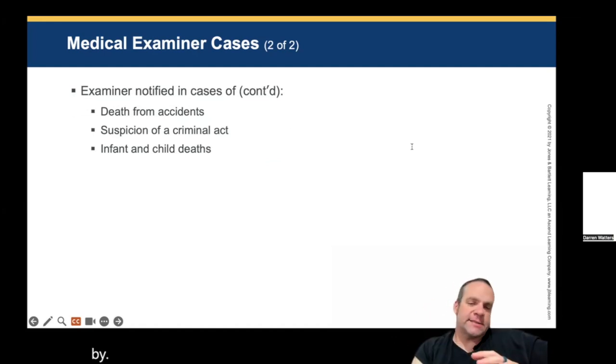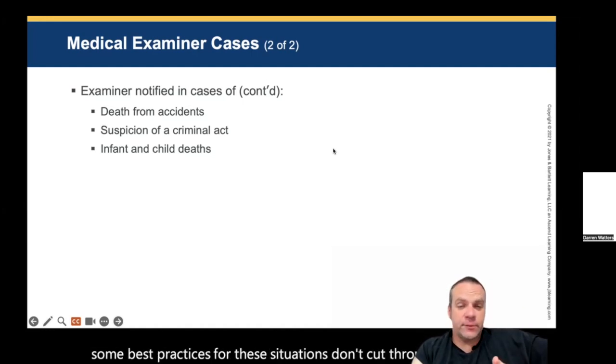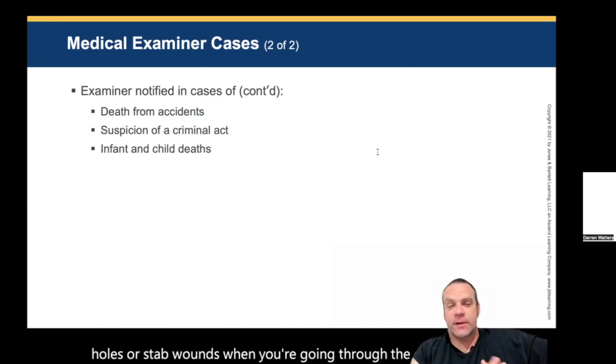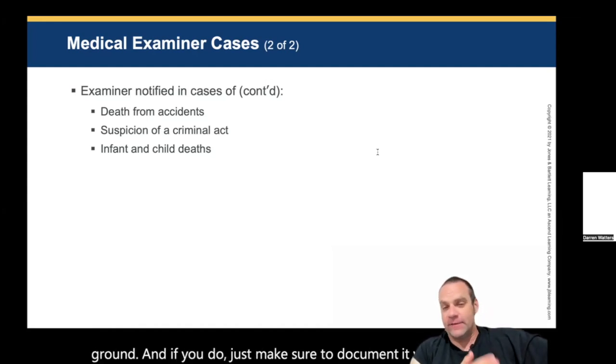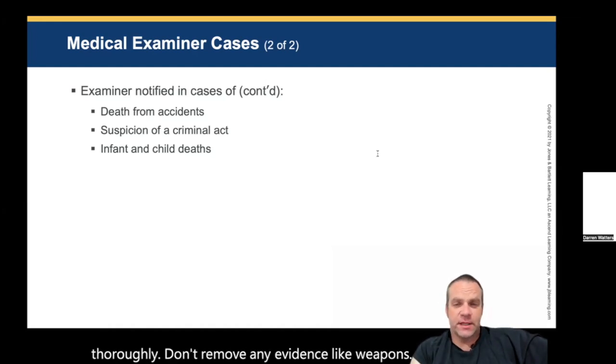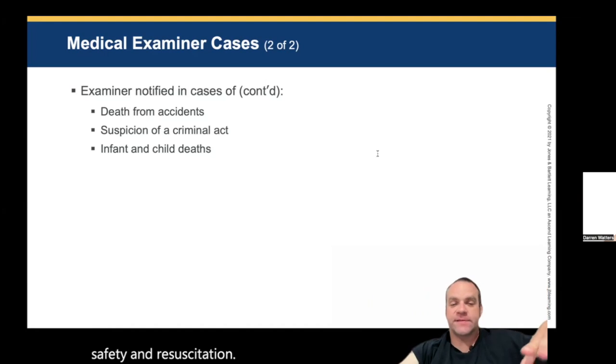Some best practices for these situations: don't cut through bullet holes or stab wounds when you're going through the clothing. Avoid walking through the blood or any bodily fluid on the ground, and if you do, make sure to document it very thoroughly. Don't remove any evidence like weapons, clothing, or prescription bottles, unless it's necessary for safety and resuscitation. Avoid disturbing anything unless you must provide life-saving care.